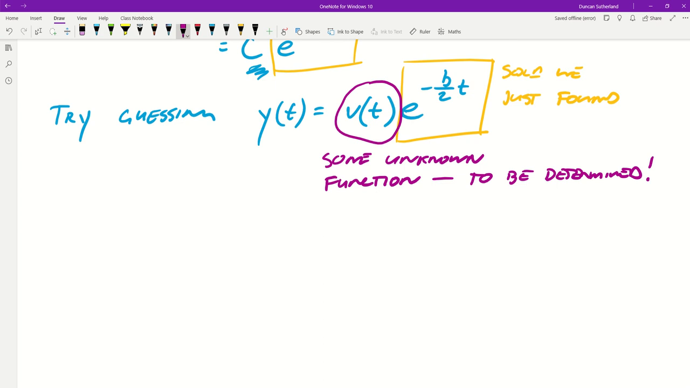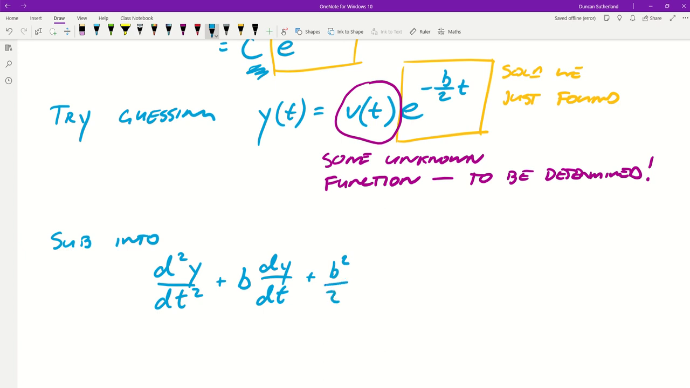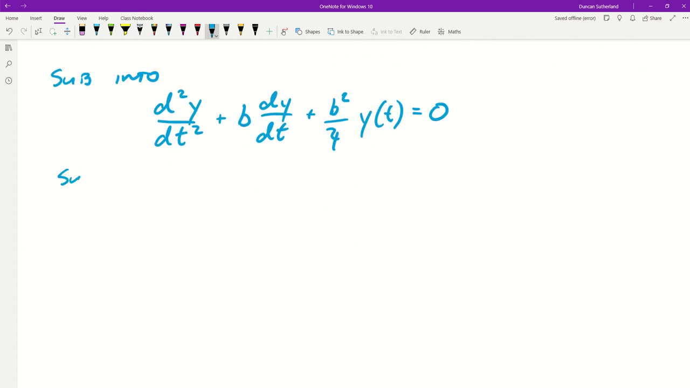So the only two pieces of information we have are this guess and our ODE. So let me rewrite our ODE just for reference, with c equals b squared on 4. So we've got our guess and we've got our ODE. That's all we've got. All we can do is substitute in and see what we can find out about v.